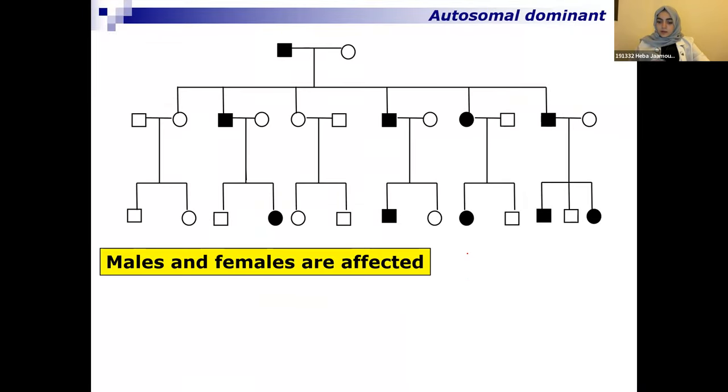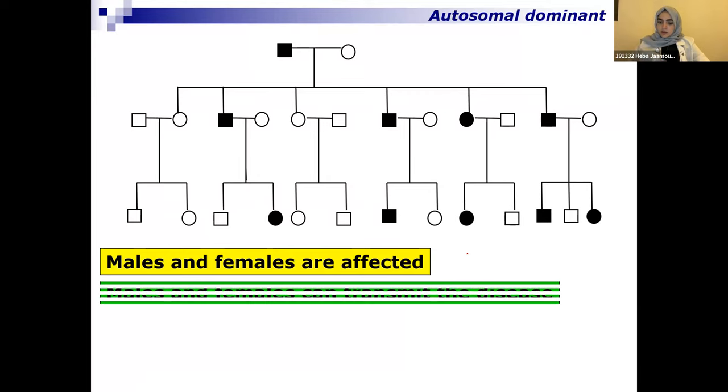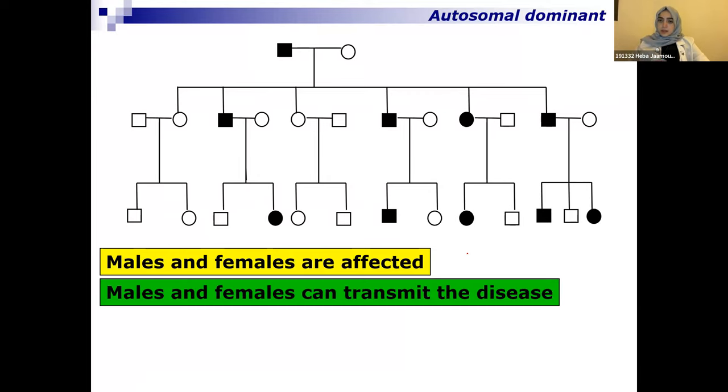So the first thing you have to know is that males and females are affected, because this is autosomal, regardless if it's dominant or recessive. It's autosomal, so it does not affect the sex cells, so males and females are affected equally, okay? Males and females can transmit the disease. Again, it doesn't matter if it's the mother or the father that has the disease. If they have the abnormal allele, then they're gonna pass it, okay?